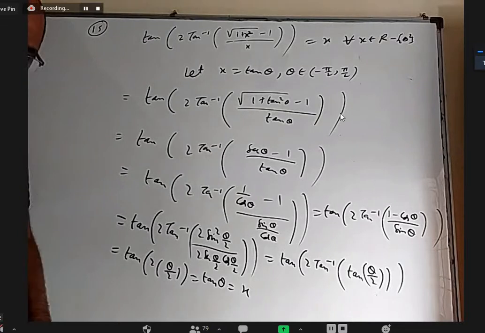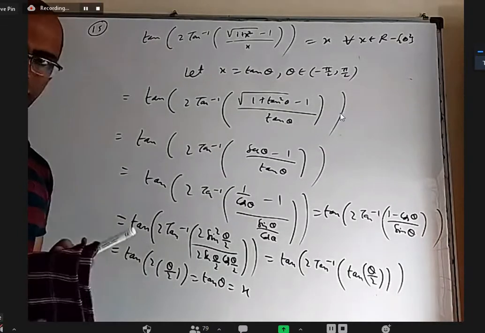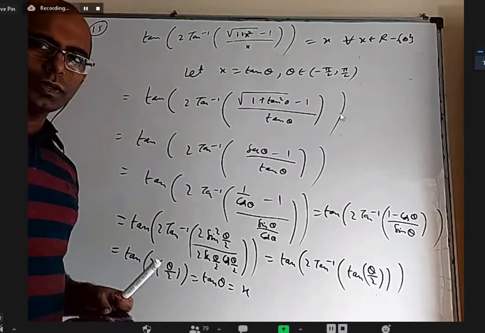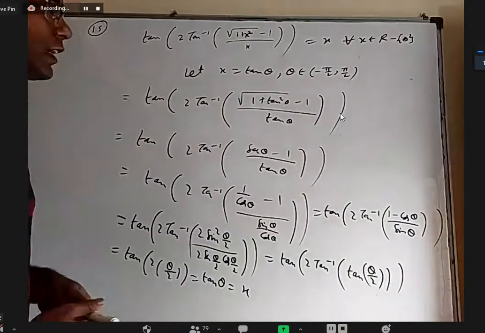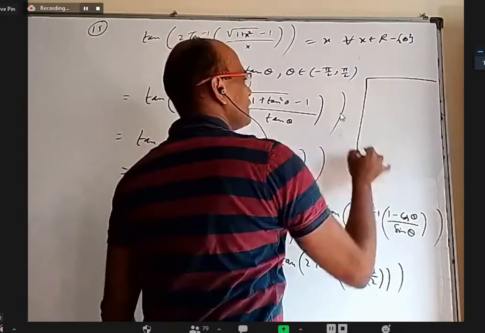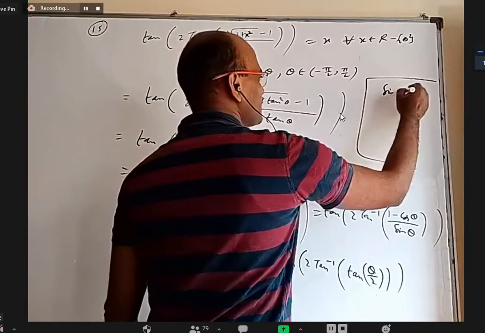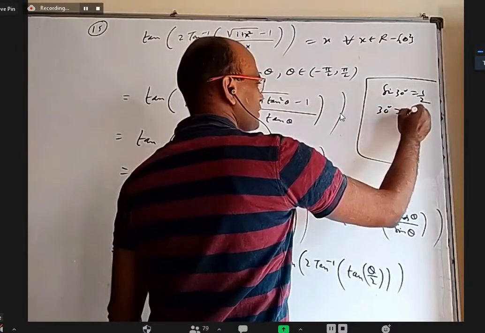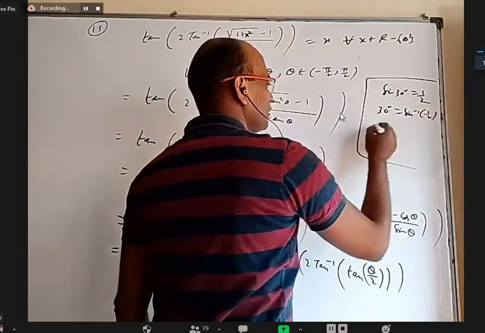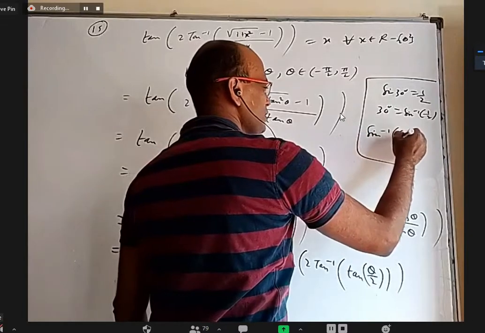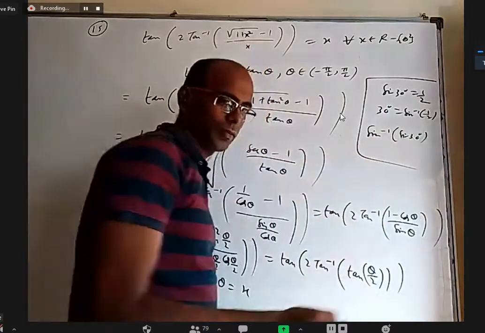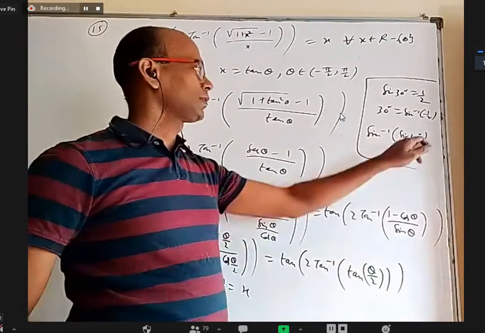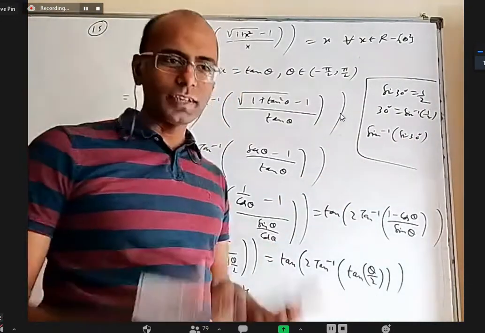Okay, done. Can I erase? Yes, sir. Sir, how can we cancel like that, sir? Tan inverse and tan. How can we cancel means what? Let us say I tell sine 30 degrees is 1 by 2. Then 30 degrees is sine inverse 1 by 2. If somebody wants me sine inverse sine 30 degrees, what will come? Sine inverse 1 by 2 is how much?